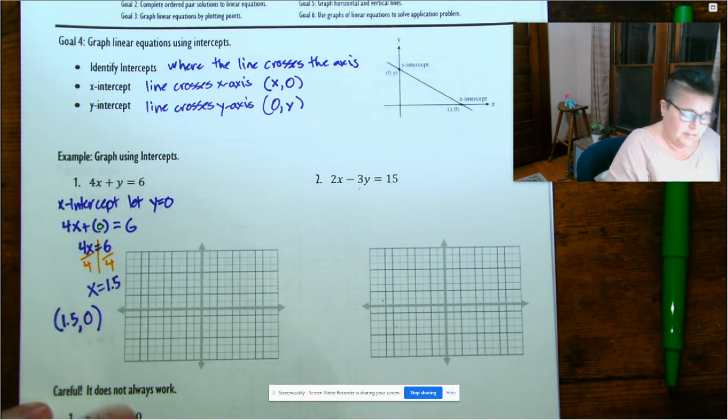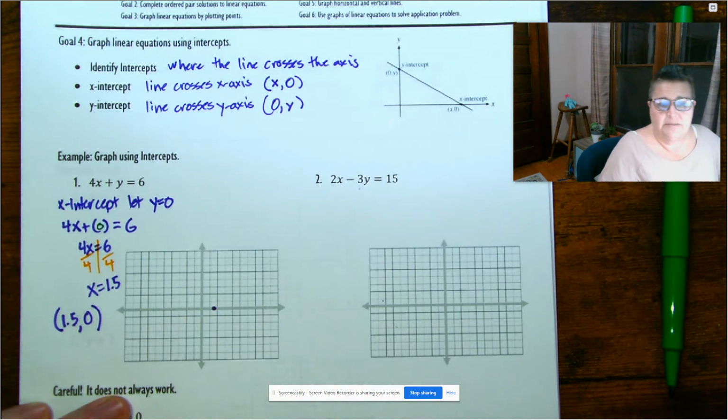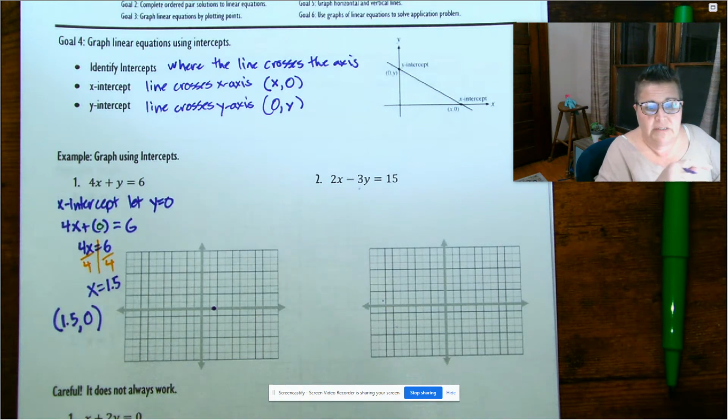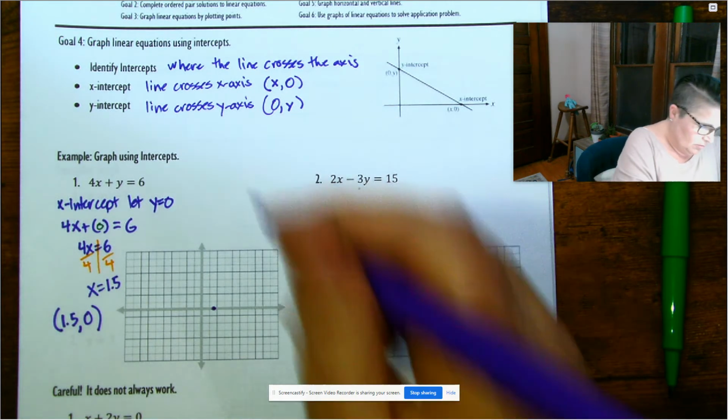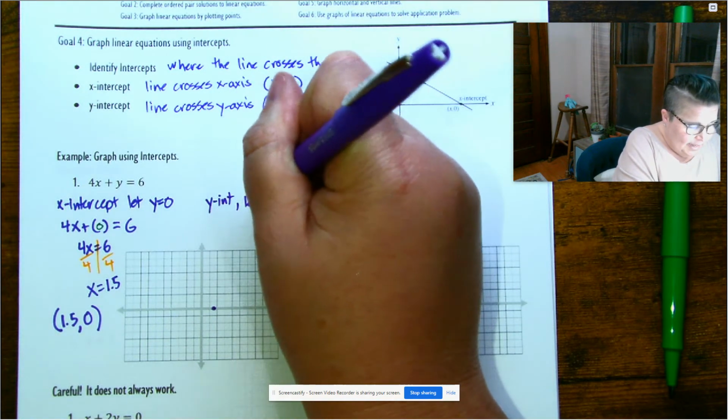So this gives us an x-intercept at 1.5. I'm going to approximate that a little bit, but it would go right over there. So that's over 1.5, up 0. So now to find our y-intercept, we're going to let x equal 0.